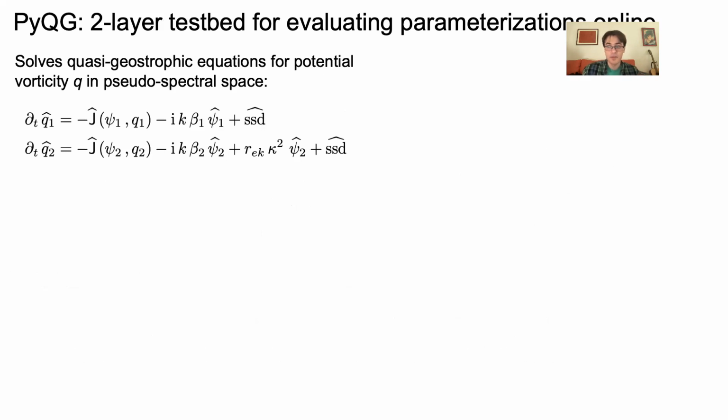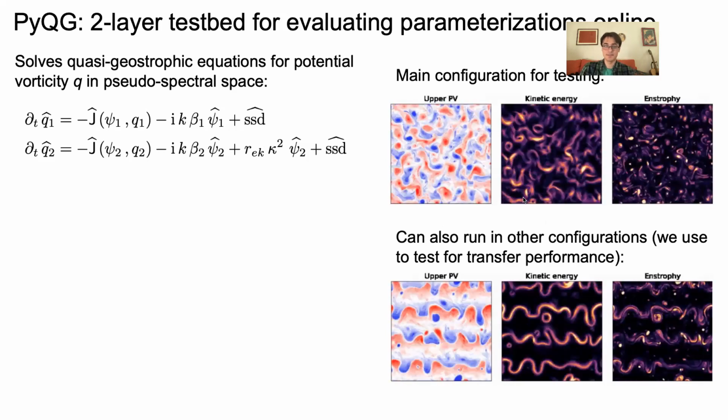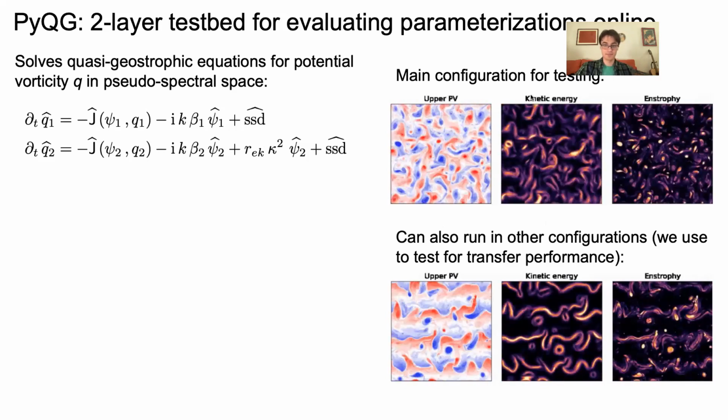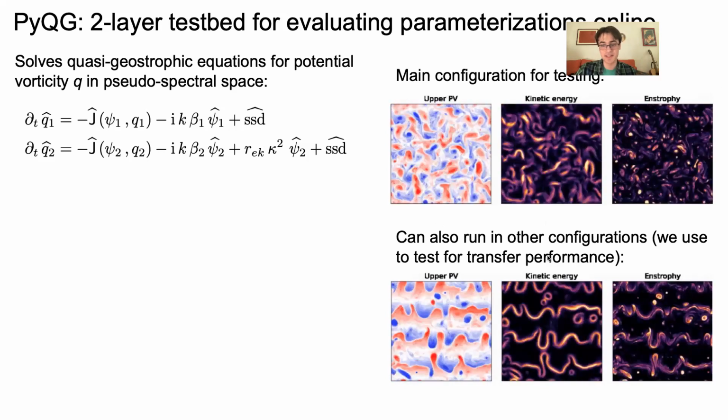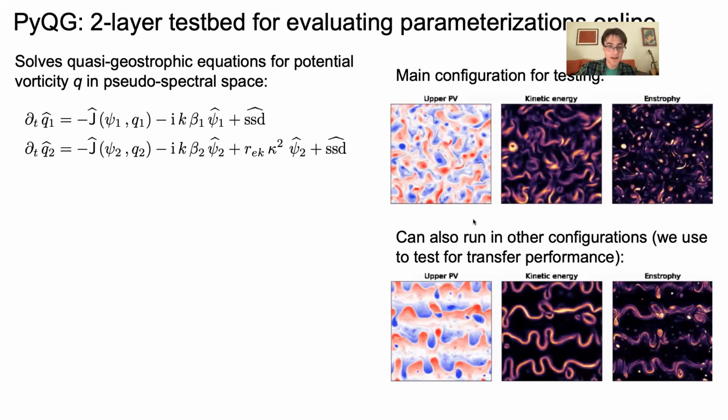But to start off with, we're going to introduce a simulation environment that allows us to run parameterizations online. That's PyQG. It's an open source library. We're going to run it in a two-layer quasi-geostrophic mode, which solves these equations. We can make nice plots like this. We're going to mostly focus on configuration settings that produce flows like this. We also test transfer performance. We won't go into that in this talk due to time.